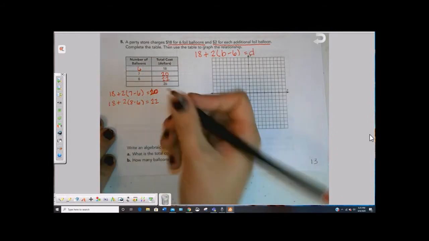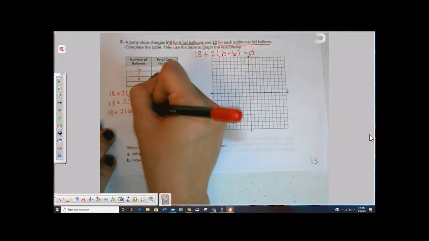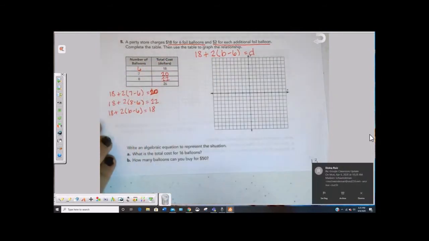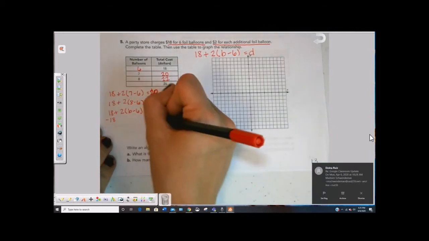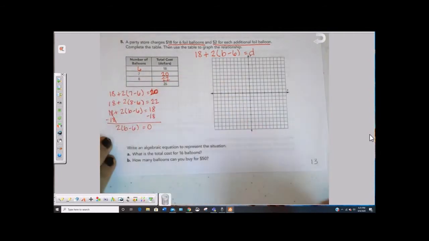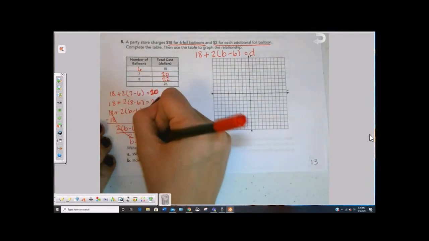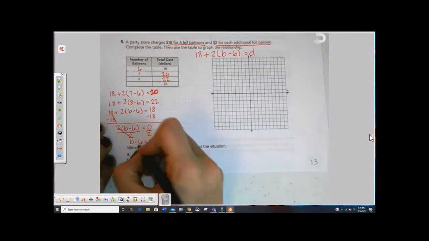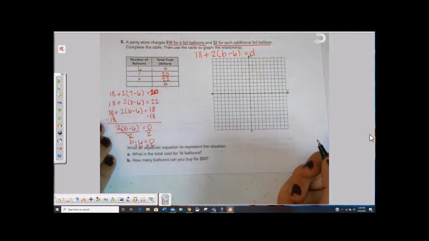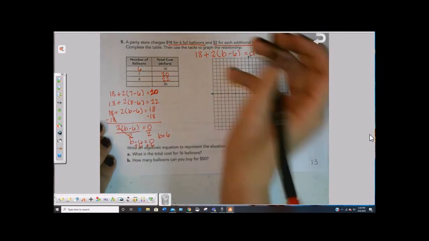Okay. Now figuring out the money. So starting with the first one, I'm going to have 18 plus 2 times B minus 6 equals 18. Okay, subtract 18 first. You're left with 2 times B minus 6 equals 0. Divide by 2. You have B minus 6 equals 0. And then you're going to add 6. So you get B equals 6. So for 6 balloons, it equals $18. I just jumped ahead, that's all.